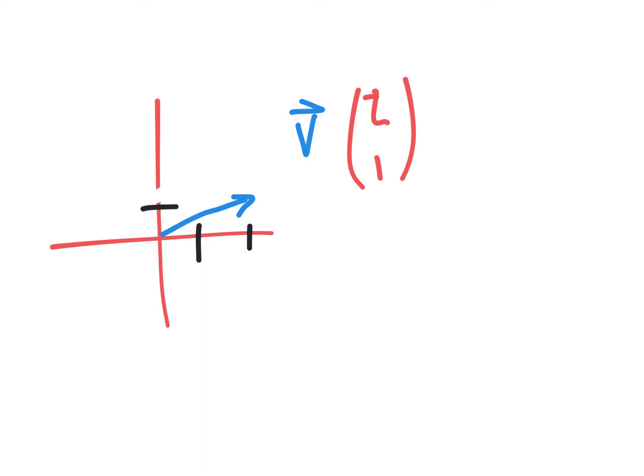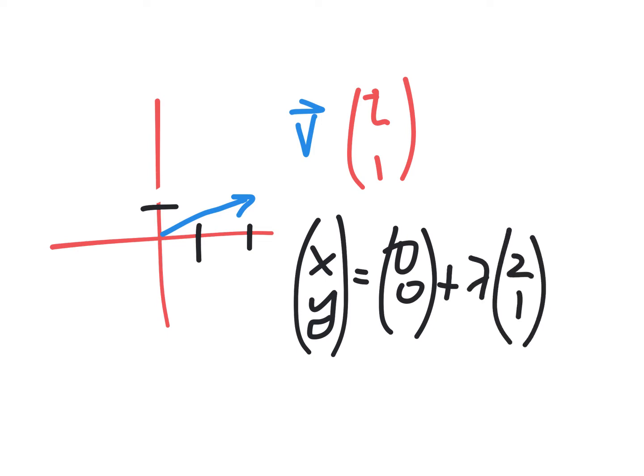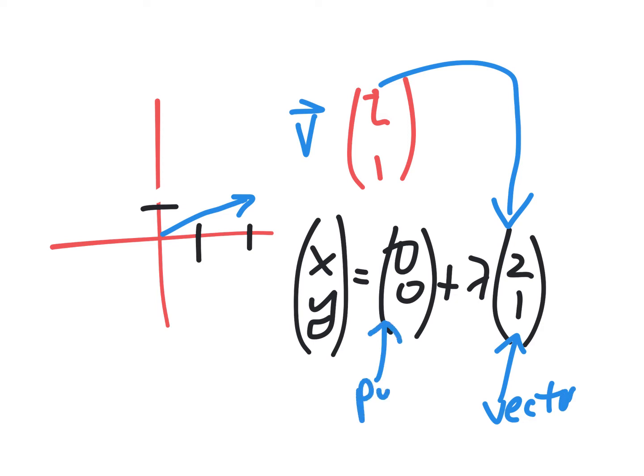Oscar. It starts with x, y. That'll allow later conversions into parametric and even rectangular. But can you tell me what's next? Equals 0, 0. Keep going. Plus lambda. I like it. 2, 1. Yes. Notice the vector just plopped right there. The vector goes there. This is not a point. This is a vector. That's a point. Any questions about that?